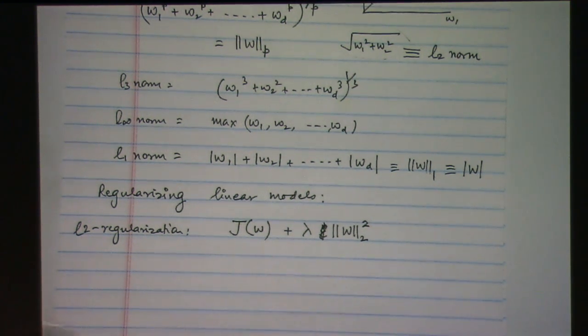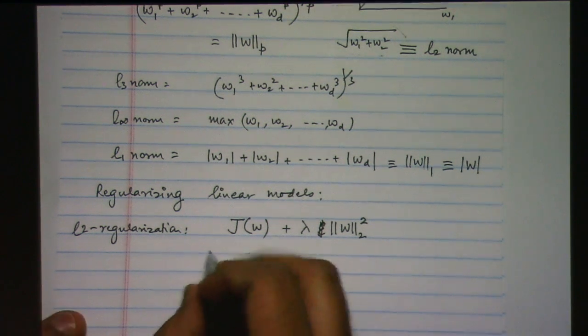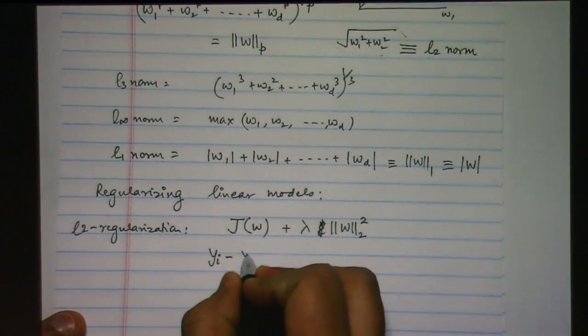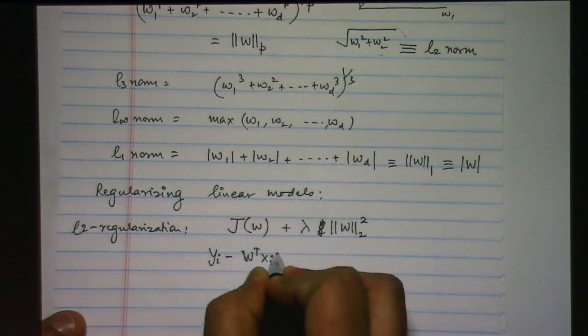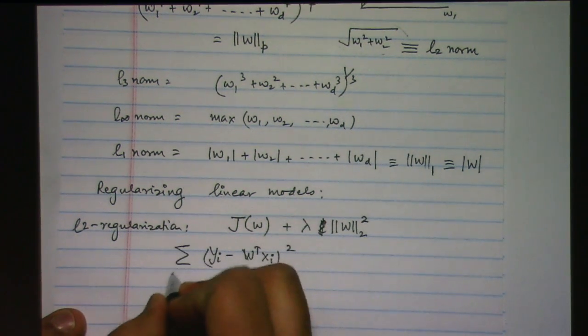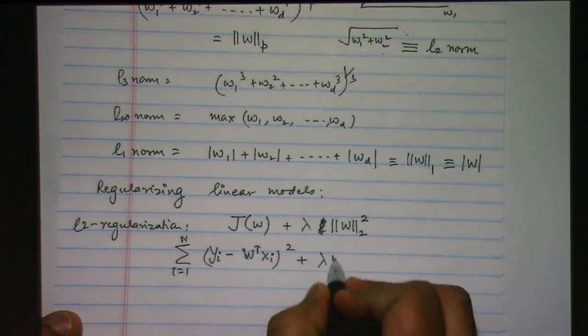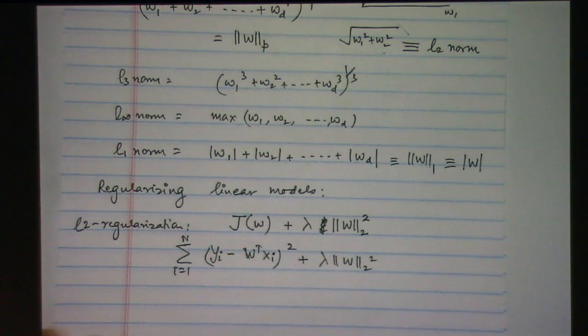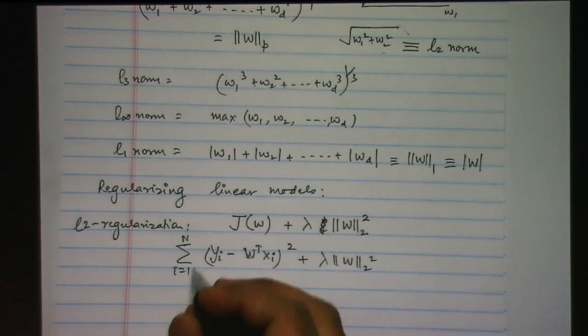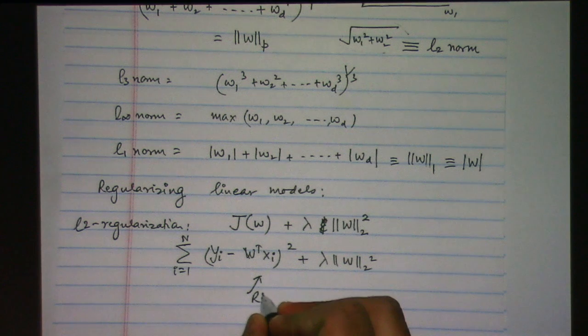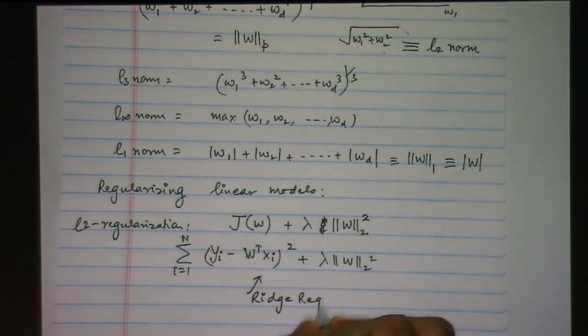So in the case of linear regression, your loss function is like this: n data points plus lambda times the squared L2 norm. This is the L2 regularization for linear regression, and it has a special name. We call this ridge regression. So ridge regression is nothing but L2 norm regularization of linear regression. All right.